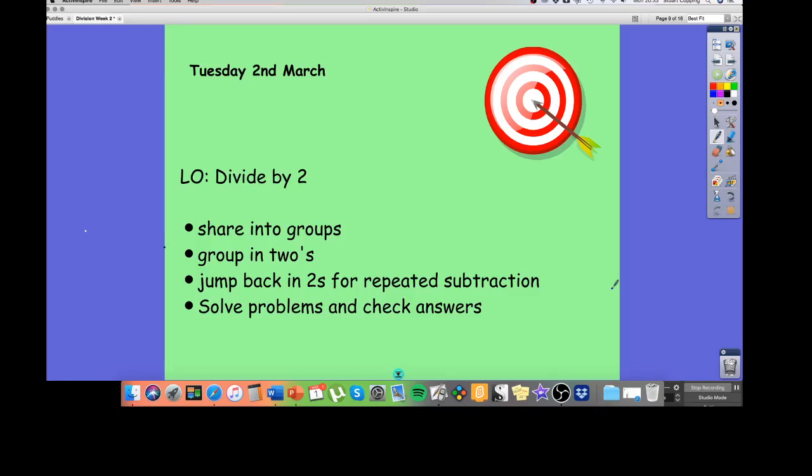So what we're going to do again today is take everything that we have learned last week and yesterday and put it into practice to divide by 2. So we're going to be sharing into groups, grouping in twos, jumping back in twos for repeated subtraction or jumping forward in twos for repeated addition like we did yesterday. And then we're going to have a go at solving some problems and checking some answers.